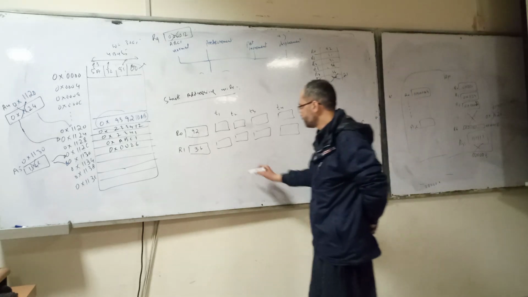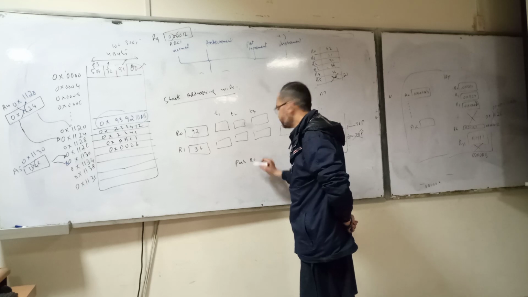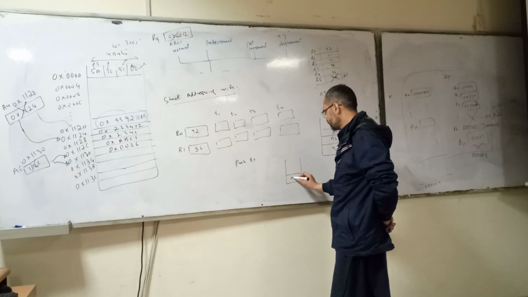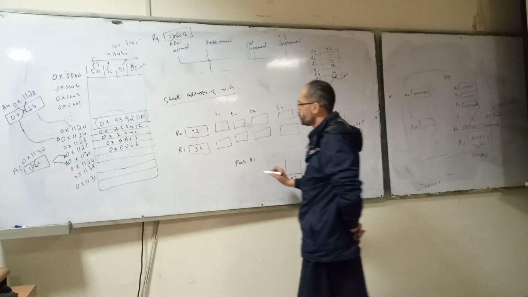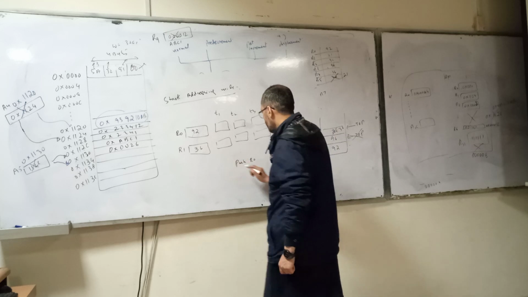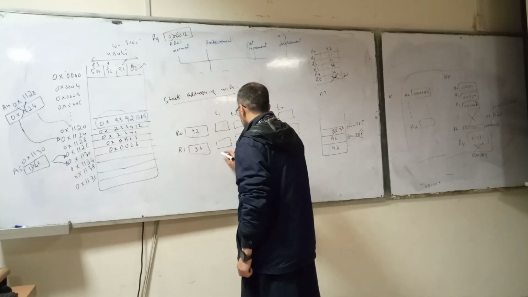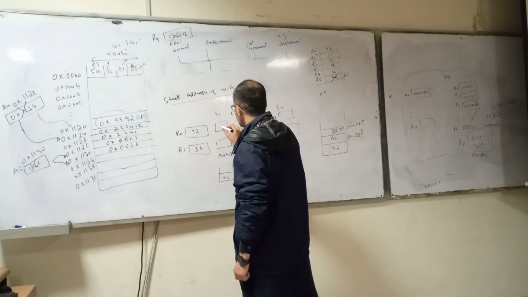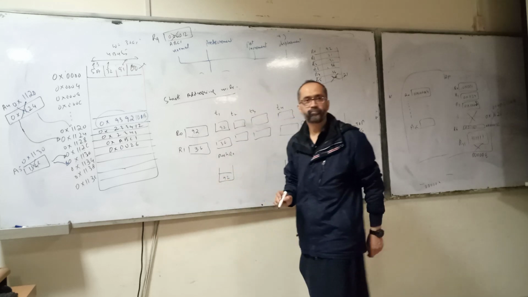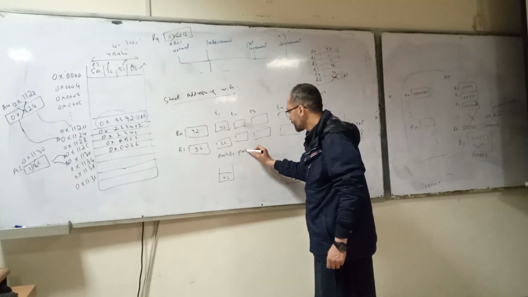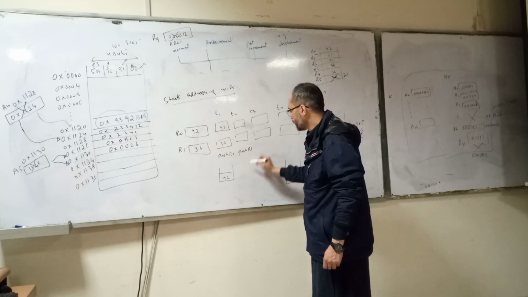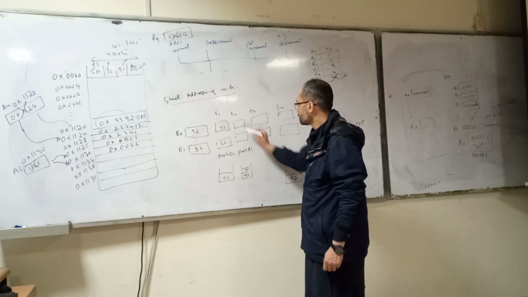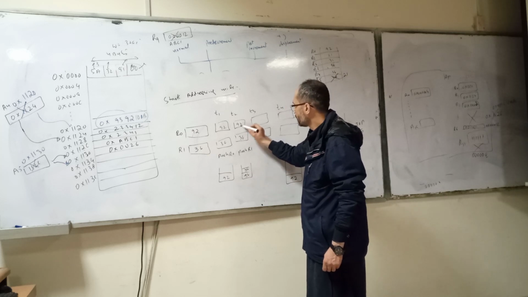If we say push R0, 92 will come onto the stack. So at this point, after push R0, the content of the stack is like this: this value will be 92, this will be 36. Then the second instruction, push R1. 92 will be here, 36 will be here.